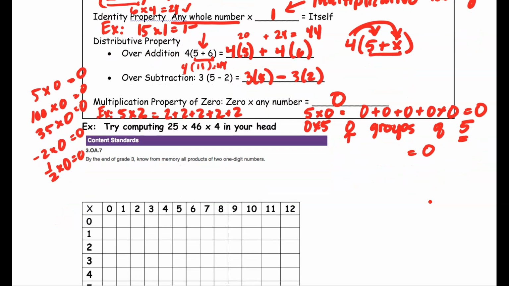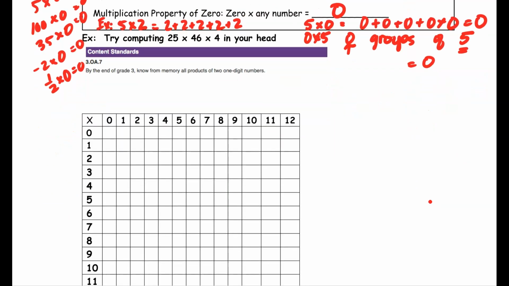So next, I got an example. It's kind of squeezed in here. Try computing 25 times 46 times 4 in your head. This is something that, I would say by 3rd and 4th grade, students would hopefully be able to do. Think of compatible numbers, numbers that go together when multiplying. 25 times 4, so that's like 4 quarters is $1 or 100. If you put those together, you end up getting 100. That makes it so much easier when you multiply it by 46. We can just do this in our head.